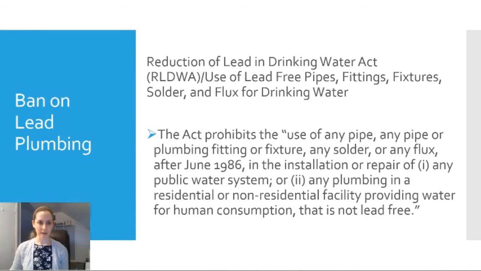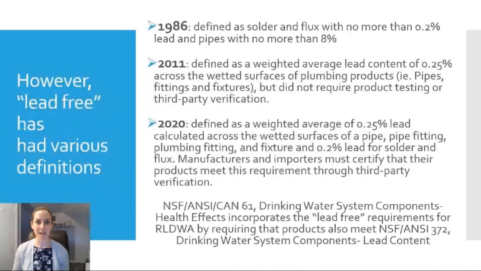So to start off with, we'll look at the Ban on Lead in Plumbing. And this is the Reduction of Lead in Drinking Water Act, which prohibited the use of any pipe, plumbing fixture, fitting, solder or flux that was not lead-free after June of 1986 in a residential plumbing system, so water that's meant for human consumption. And on the surface, that looks pretty good, right? We want to have lead-free plumbing components in our drinking water systems. However, the definition of lead-free has changed over time.